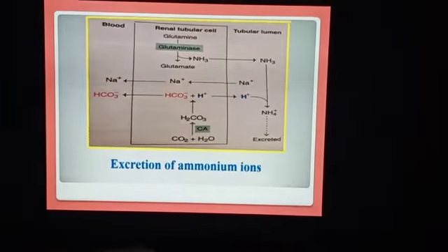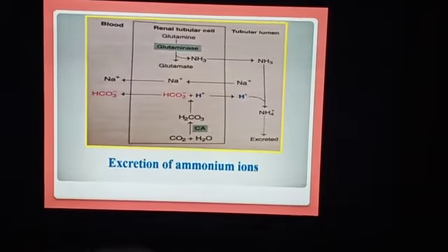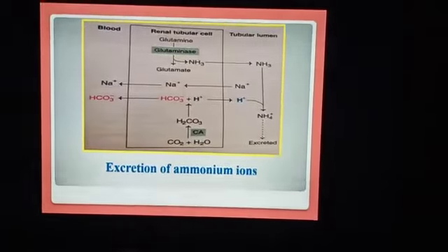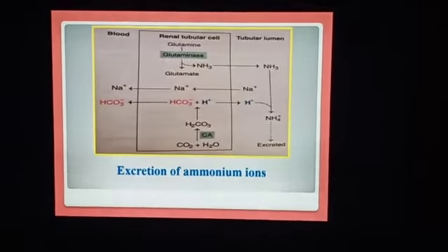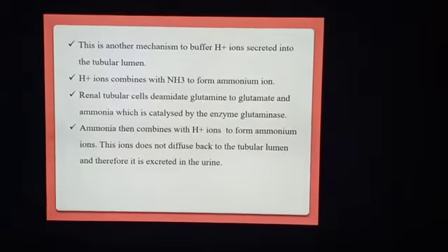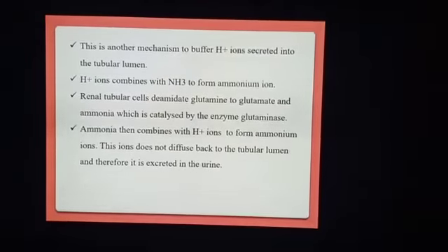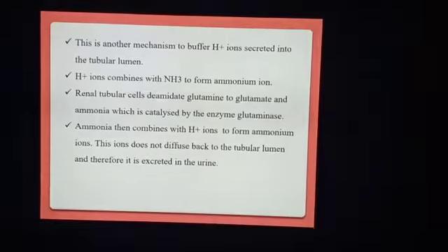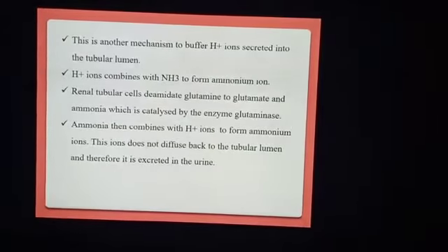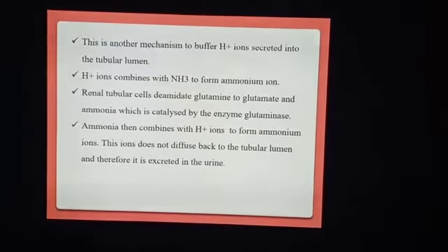And this H plus ion, which comes from renal tubular cells to the tubular lumen, combines with ammonia, which is formed from glutamine to glutamate, releasing ammonia, and combines with H plus to form ammonium ions, and it is finally excreted in urine. And this is another mechanism to buffer H plus ions secreted into the tubular lumen. Renal tubular cells deaminate glutamine to glutamate and ammonia, which is catalyzed by the enzyme glutaminase.